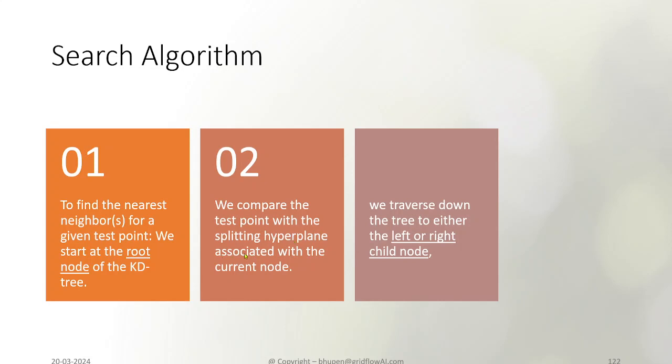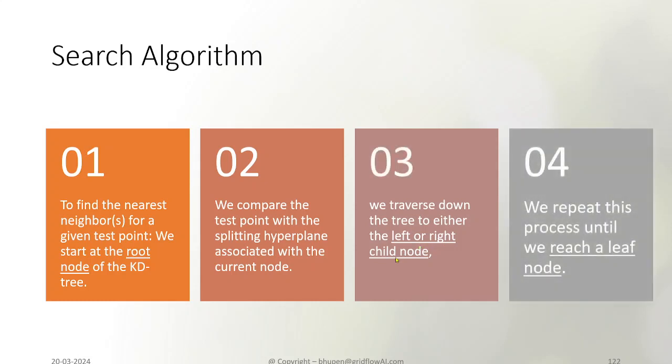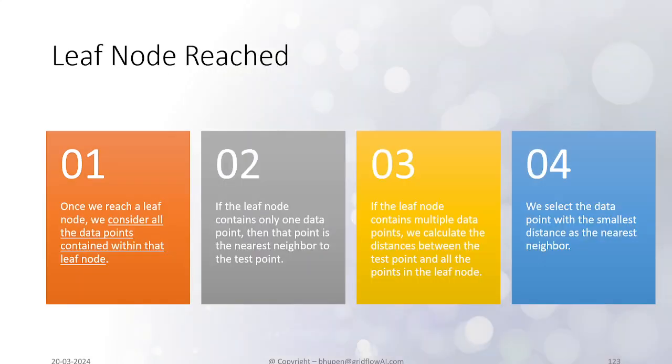That means the criteria that we used, like the median. So we're going to compare with that, and then we travel either left or right depending on the value in that particular coordinate and the hyperplane. So this way we will travel down the tree, left or right of the node, or go into the left child partition or the right child partition. And we're going to repeat this process until we reach the desired leaf node.